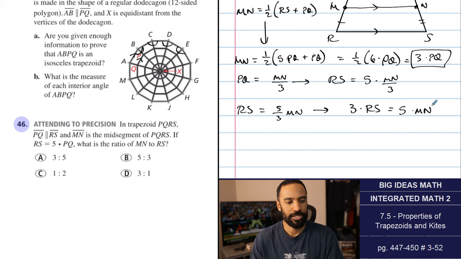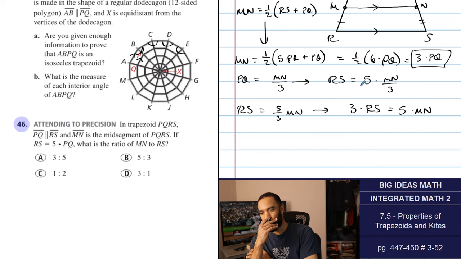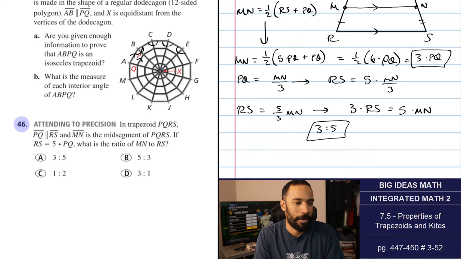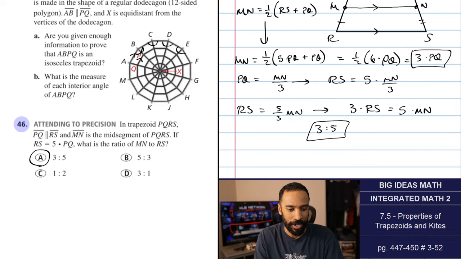And MN to RS. Wait, which way do I say that? I don't want to be wrong. Well, here's the thing. MN is smaller than RS. So if it was 1 to 2 boys to girls, there are less boys than there are girls. So it must be 3 to 5. I think it's 3 to 5. I don't want to be wrong, but I believe that's what they say MN to RS is for, 3 to 5. M would be the smaller one, S would be the larger one. So I believe 3 to 5 should be our answer, or A.